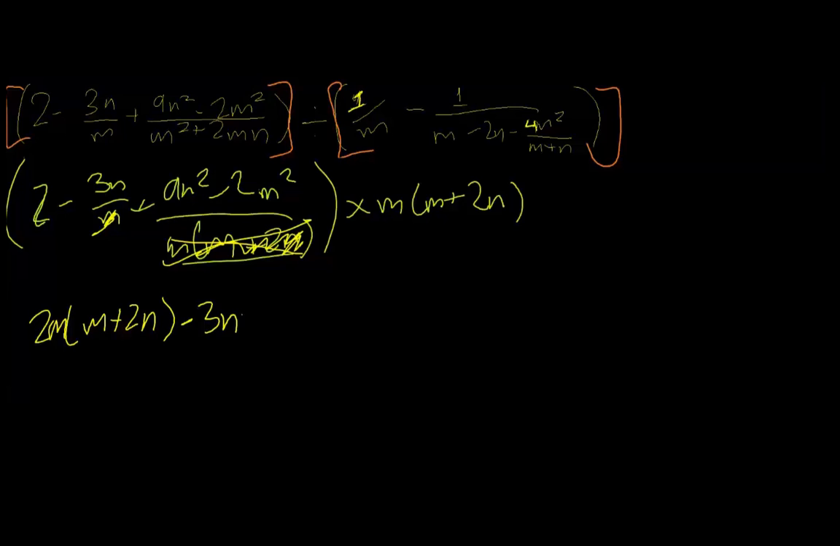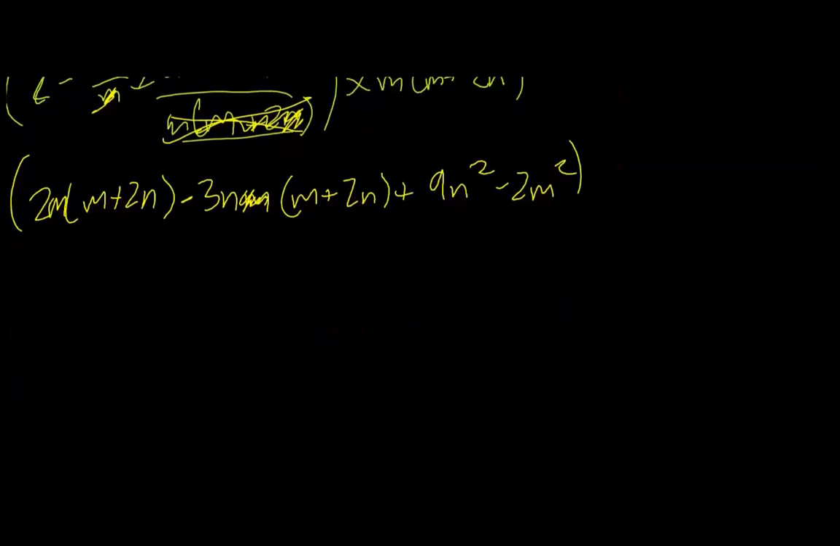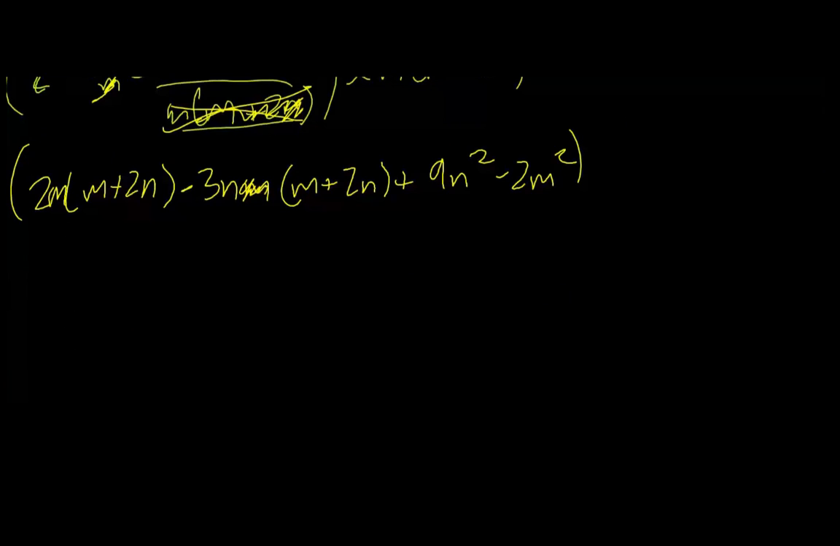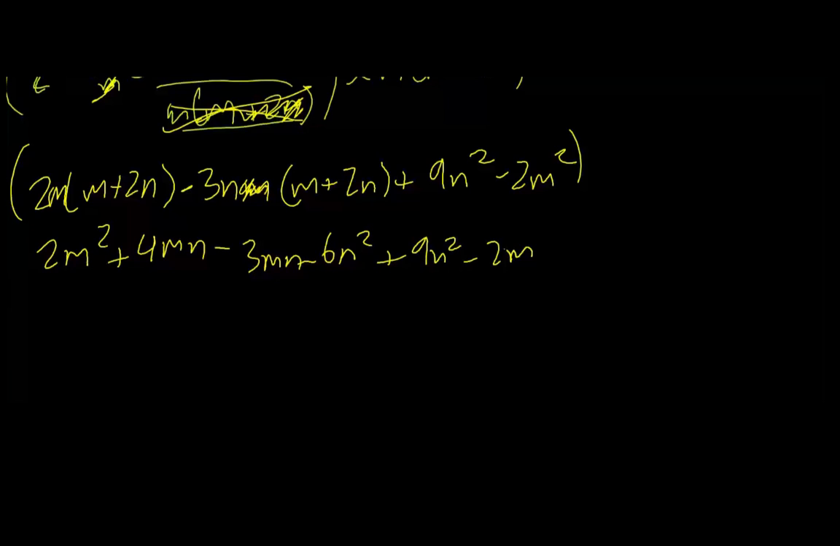minus 3n times m plus 2n. Oh wait, sorry, this m shouldn't be there. Plus 9n squared minus 2m squared. So we simplified this further. Now we're going to expand it and then hopefully simplify it once again by collecting the like terms. So 2m squared, I'm just using the rainbow method right here. 4mn minus 3mn minus 6n squared plus 9n squared minus 2m squared.